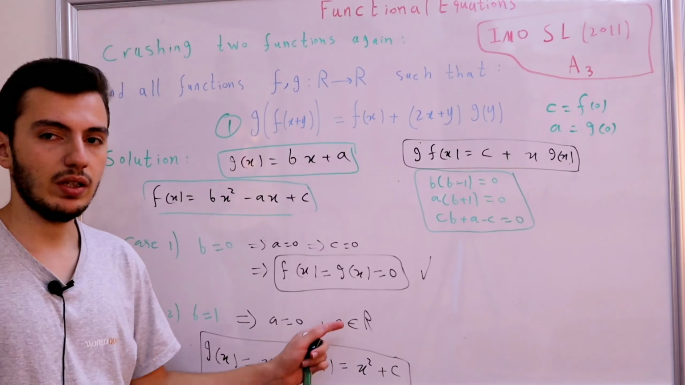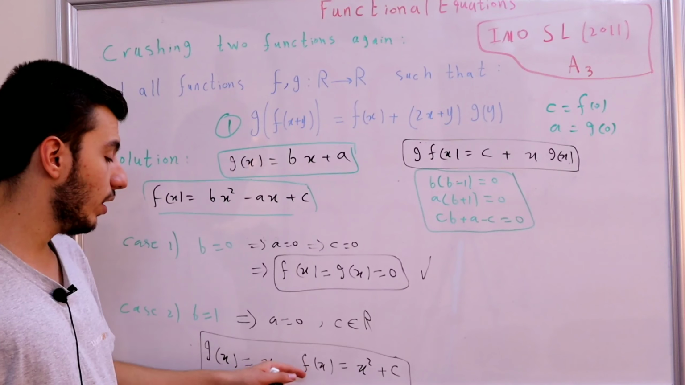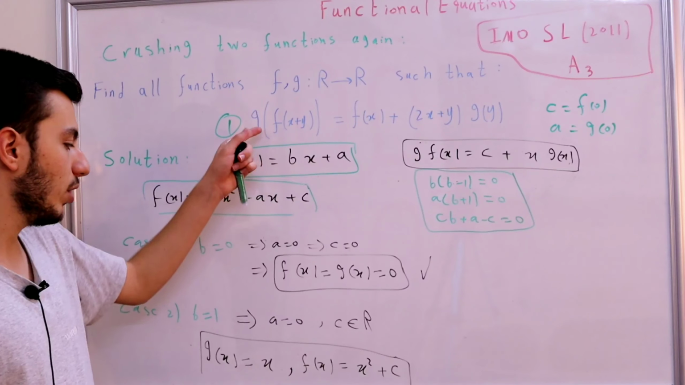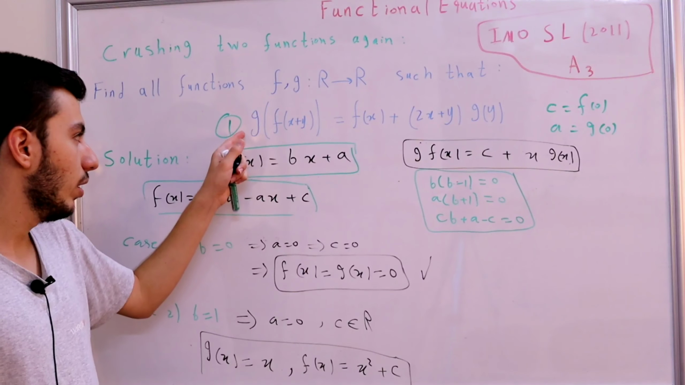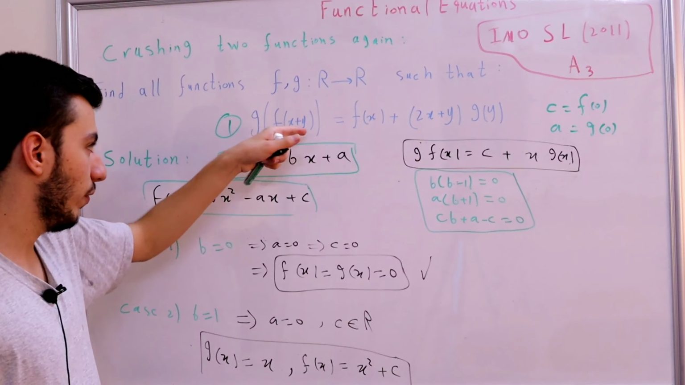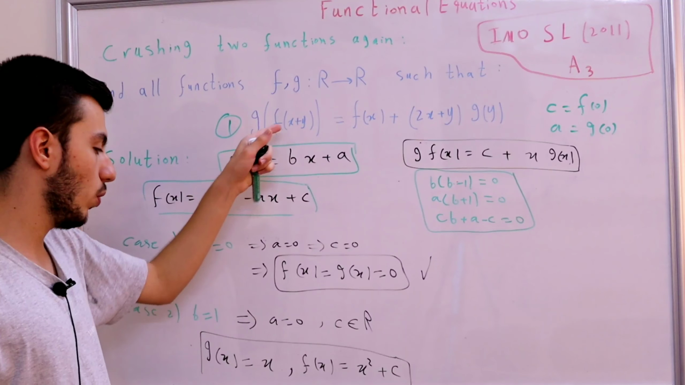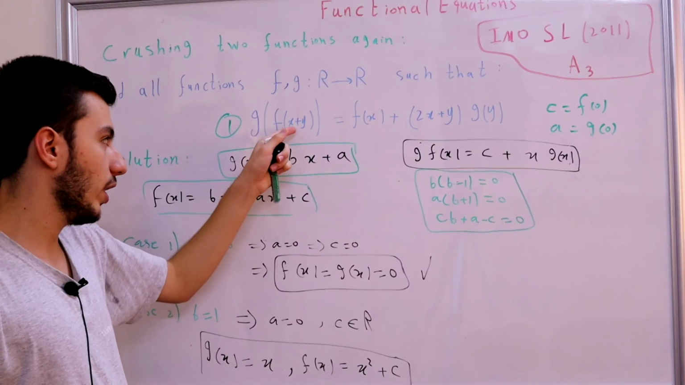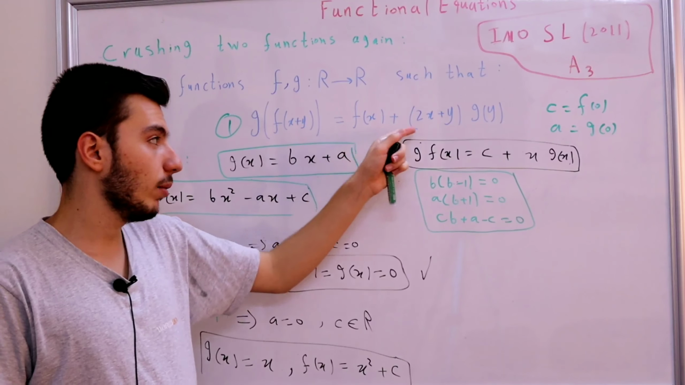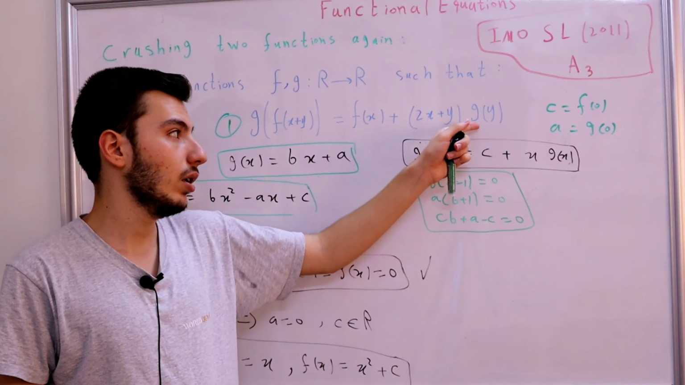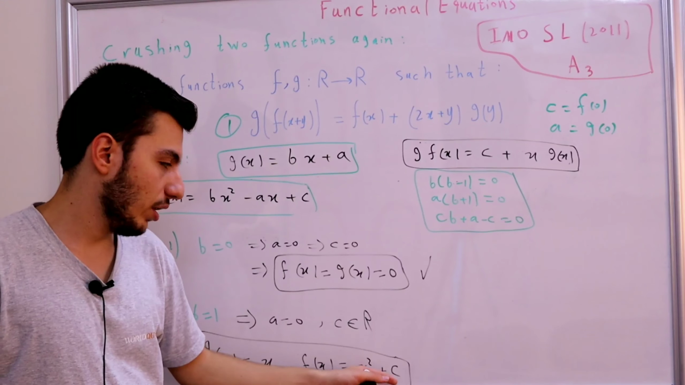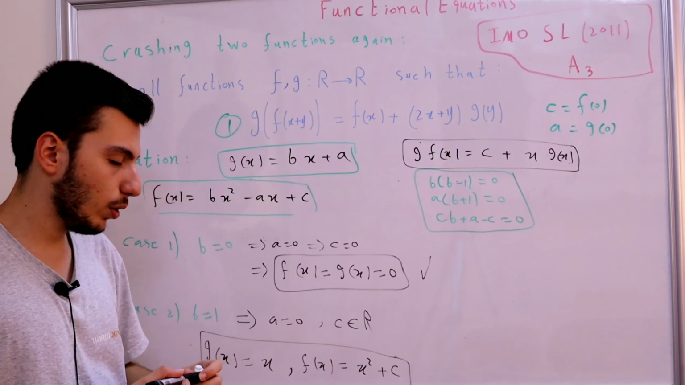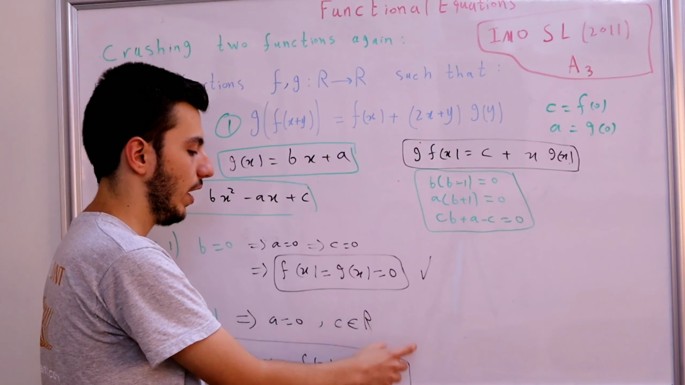And actually you can check that these two solutions work by simply substituting them in this functional equation. So g of f of x plus y is simply f of x plus y. You can check that f of x plus y is equal to f of x plus 2 times x plus y times y. And this is true for any c. So actually our solutions are this one and this one.